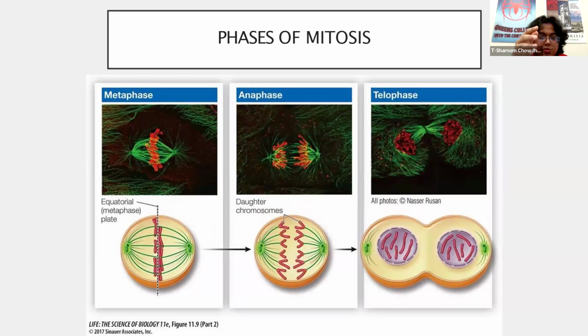As they move to the equatorial plate, then anaphase happens. During anaphase, the daughter chromosomes are split apart and move towards each side of the pole. After they move towards each side of the pole, then telophase happens, where the nuclear envelope starts to reform around each side, each chromosome. So the nuclear envelope starts to form around the newly split apart chromosomes, and then cytokinesis happens, where the cell breaks apart, and now you have two daughter cells.